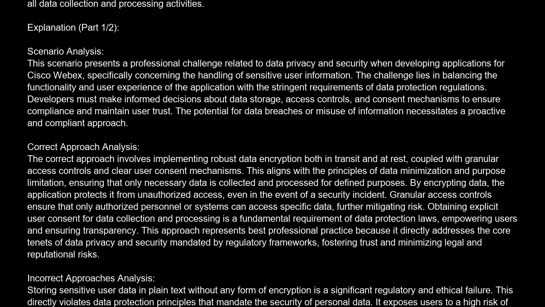Incorrect approach analysis. Storing sensitive user data in plain text without any form of encryption is a significant regulatory and ethical failure. This directly violates data protection principles that mandate the security of personal data. It exposes users to a high risk of identity theft and other harms if a data breach occurs, leading to severe legal penalties and loss of user confidence.